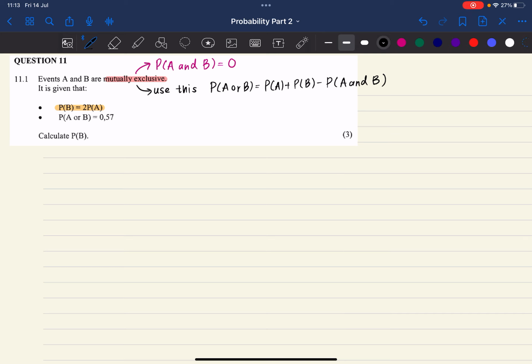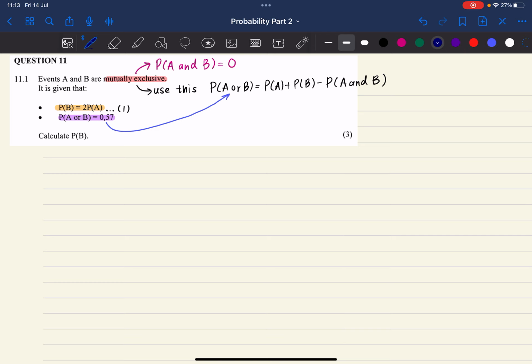Whenever you get a relation like this, take this as the first equation, or equation 1. The next piece of information given to us is P(A or B) is equal to 0.57. I'm going to be quite straightforward. We are going to plug it into this formula that we have here.